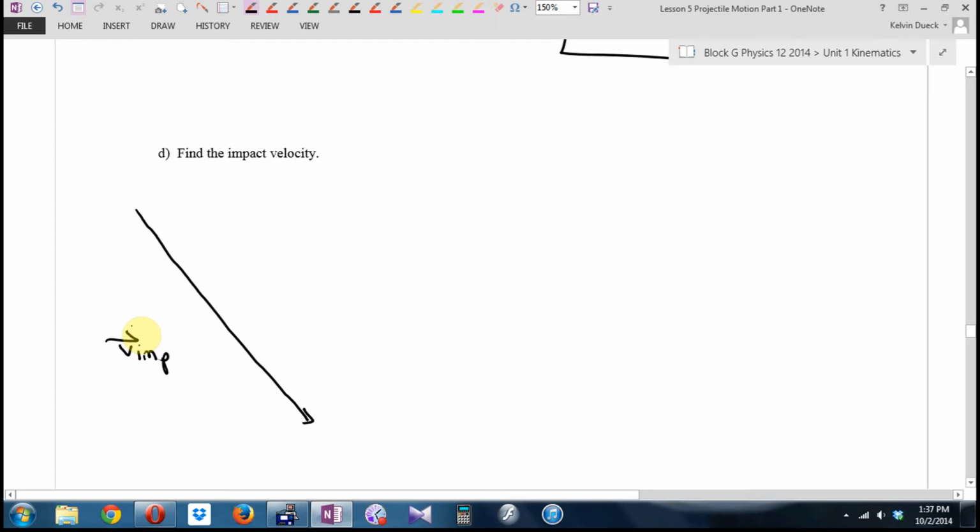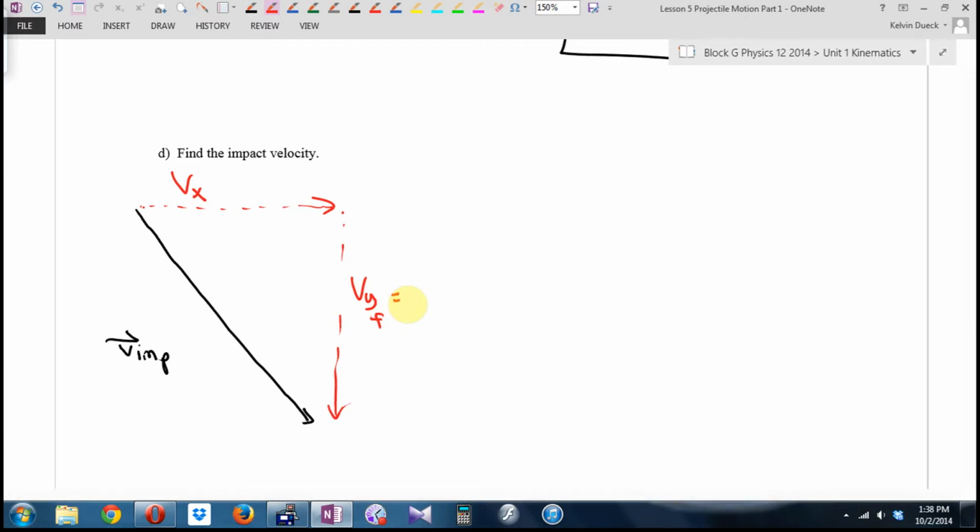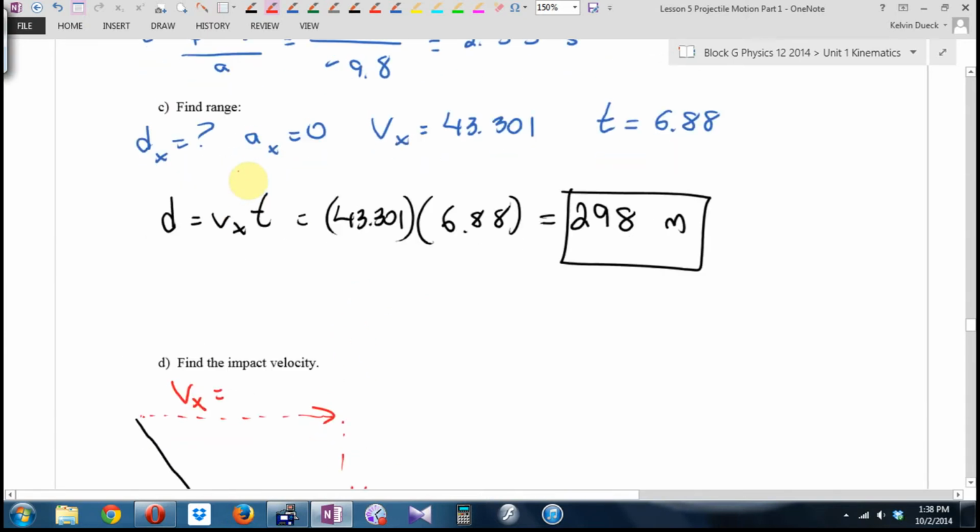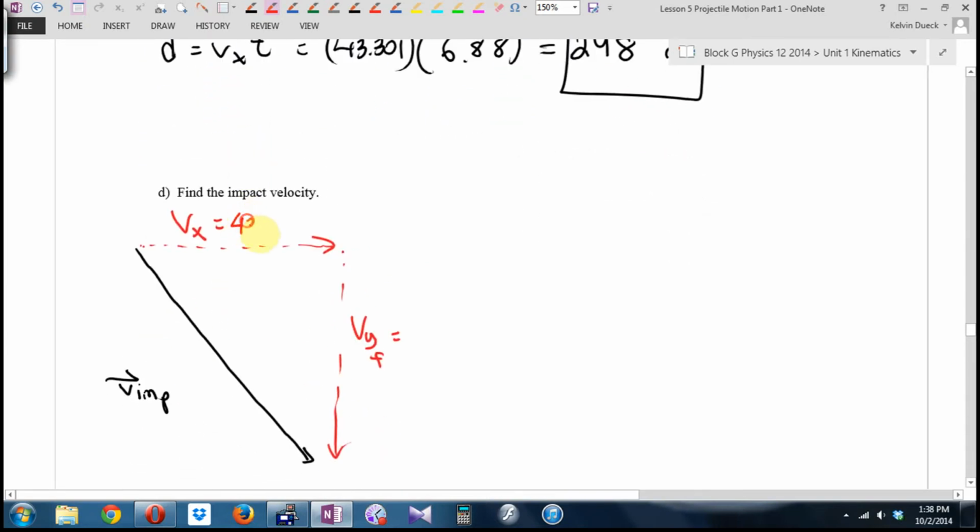Ah, see, we're trying to put everything together. So I think now my next step would be, now that I've drawn a little picture, I would say I can break this up into components, where I'll call this one Vx, and I'll call this one Vy final. Why did I put a final on the y but not on the x? In fact, I know the x. It was 43.301. I can already fill that one in.